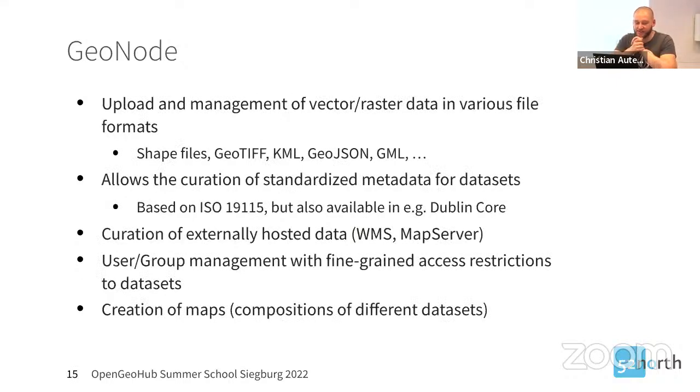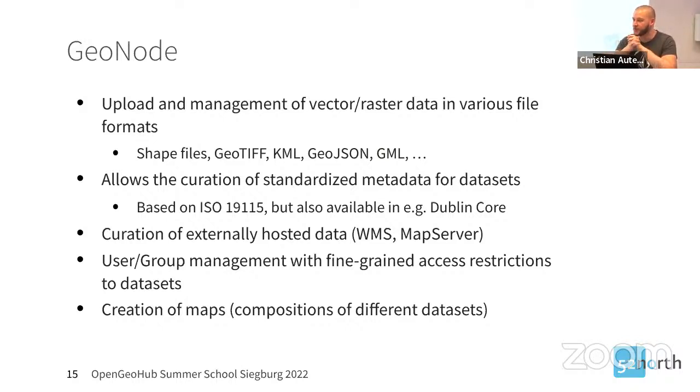What does GeoNode do? We can upload and manage raster and vector data in various formats. For example, shapefiles, geopackages, geotiffs, KML, GeoJSON, anything. It allows us to curate the metadata of these datasets in a standardized format. In this case, we are using ISO 19115. You may be familiar with that. It's an OGC/ISO standard to describe geospatial services or geospatial datasets.